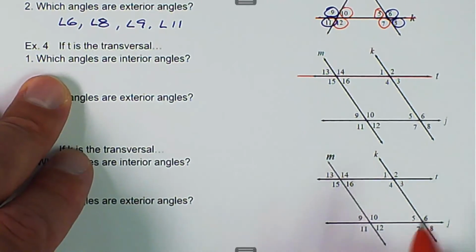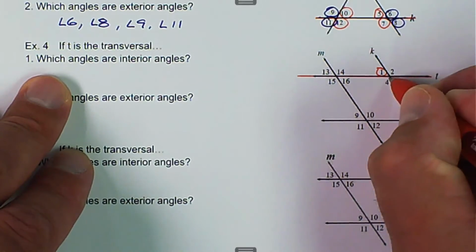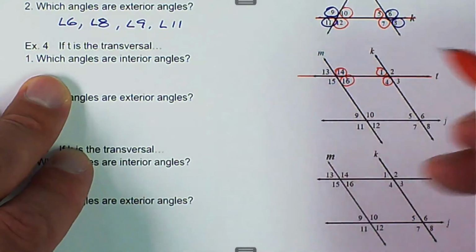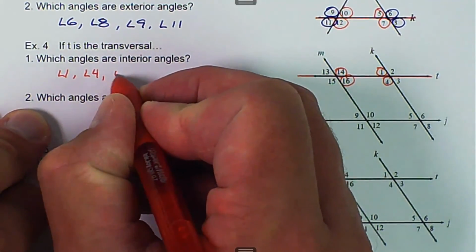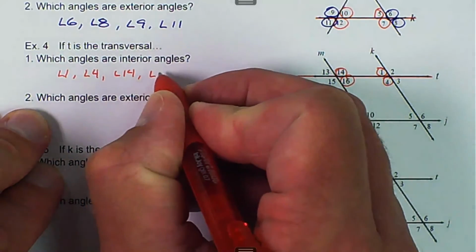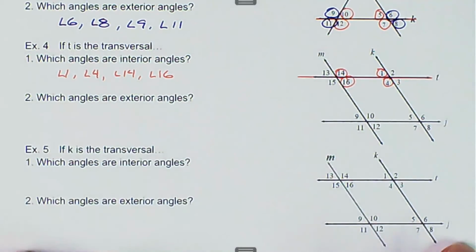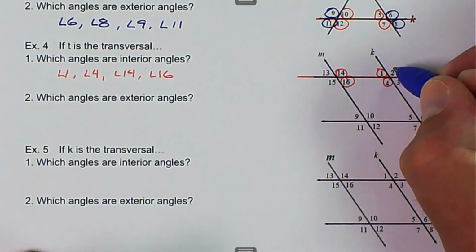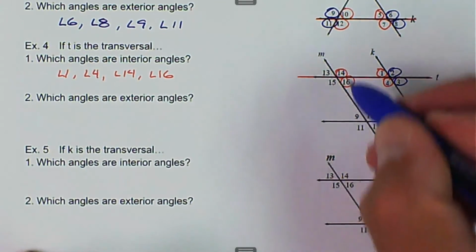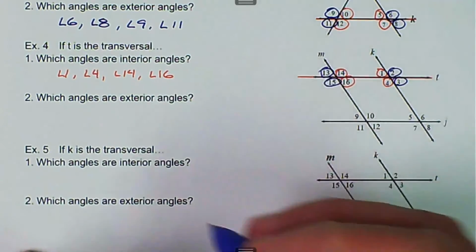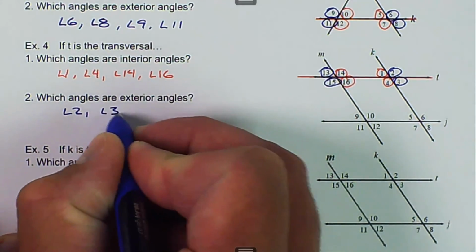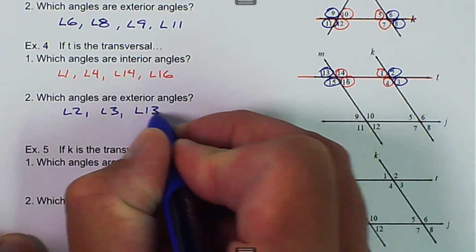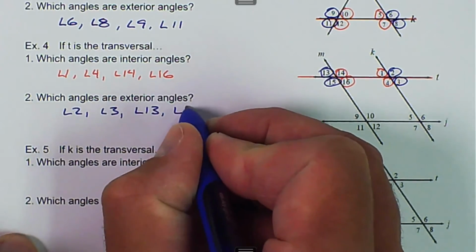Which angles are interior angles? The ones in between or inside the house. So we have angle 1, angle 4, angle 14, and angle 16. Next we have the exterior angles, and again, only the ones that are in contact with line T. And so we have angle 2, angle 3, angle 13, and 15.